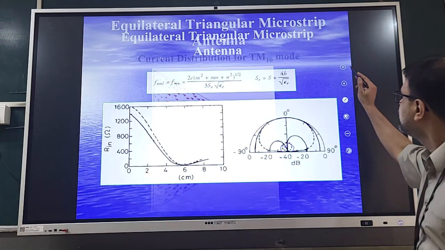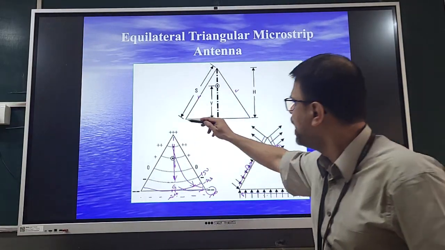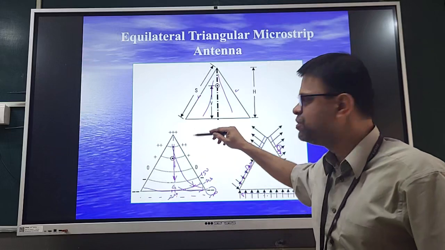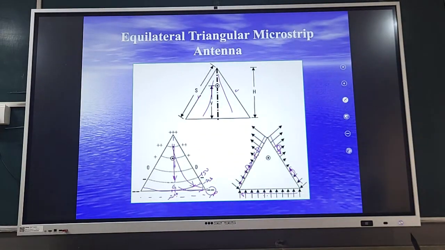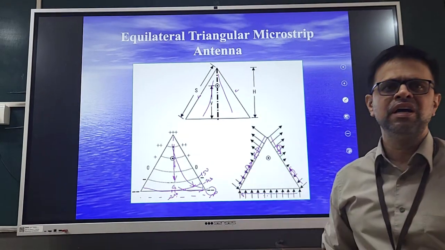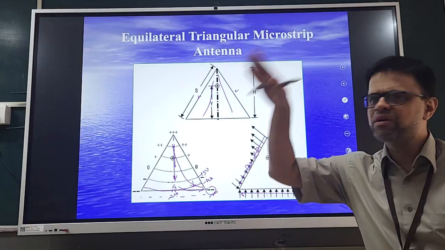Means what? At this point average width is 0. At this point average width is, because currents are traveling like this, right? So the average width is 0 plus W or S by 2. According to that you calculate epsilon Re. That is one approach. Or you can just say epsilon Re is equal to epsilon R and calculate the value within a certain 40 megahertz variation. You will get your resonance frequency matching with respect to the desired value.